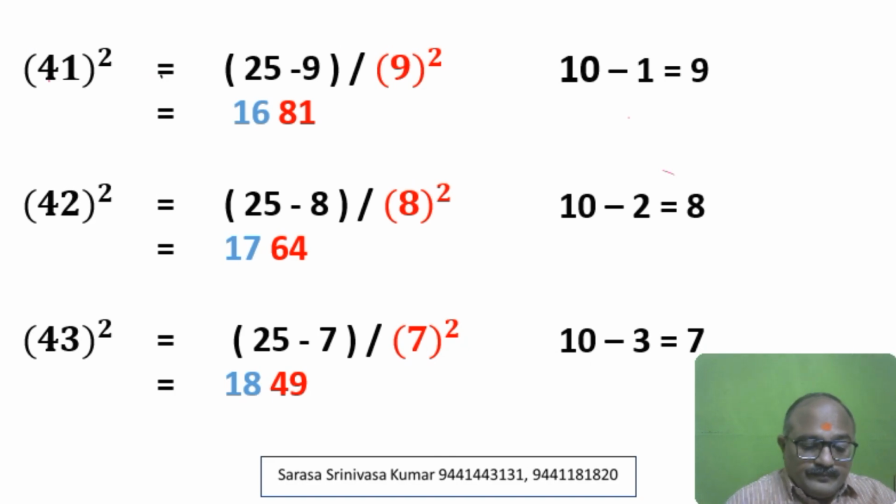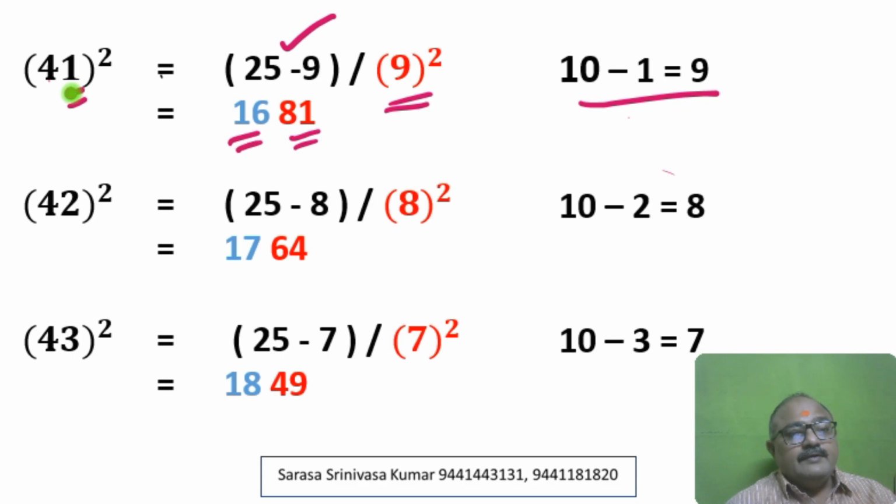41 square. Units digit is 1. 10 minus 1 is 9. 9 square, 81. 25 minus 9, 16. 1681 is the answer.